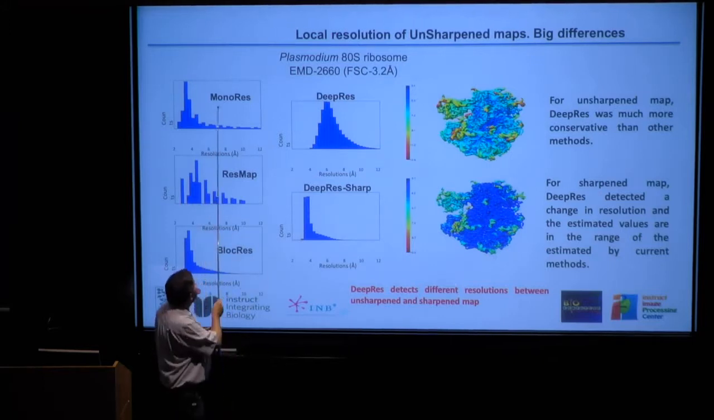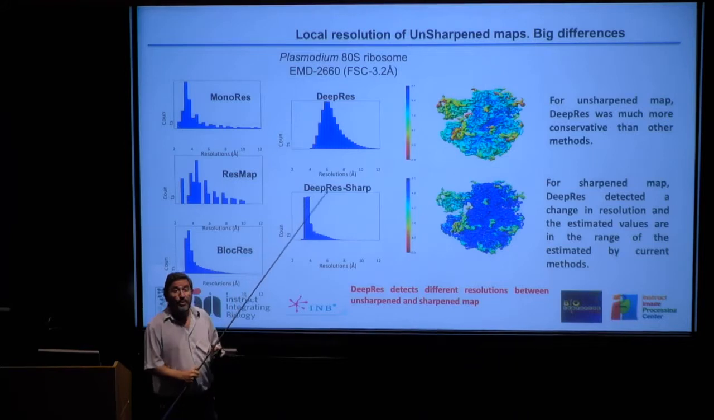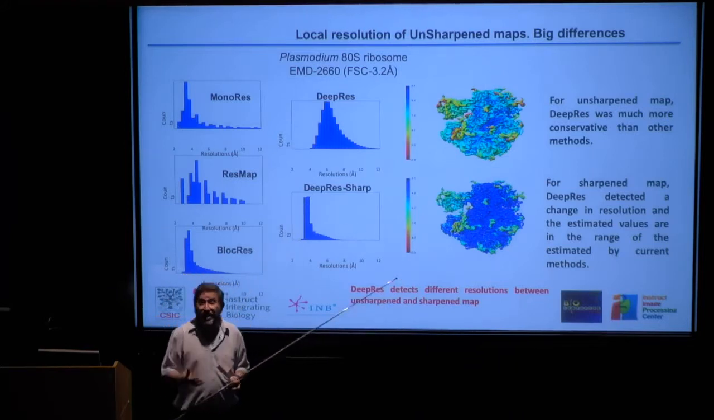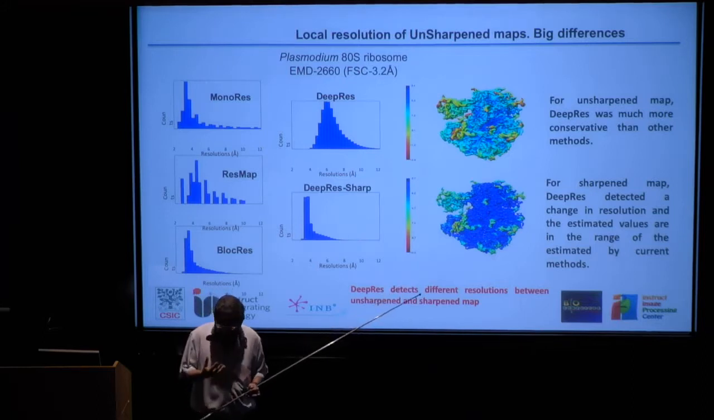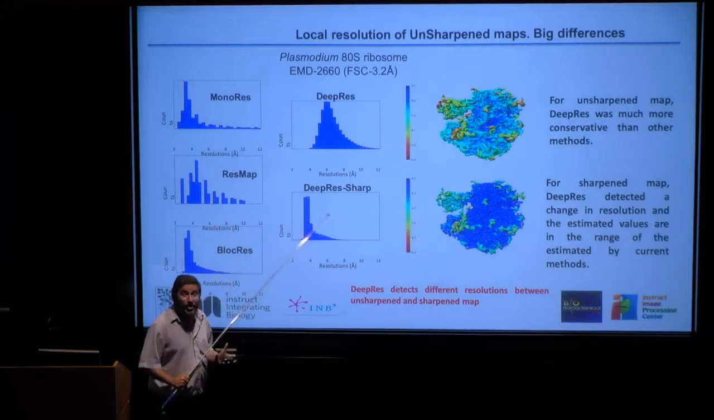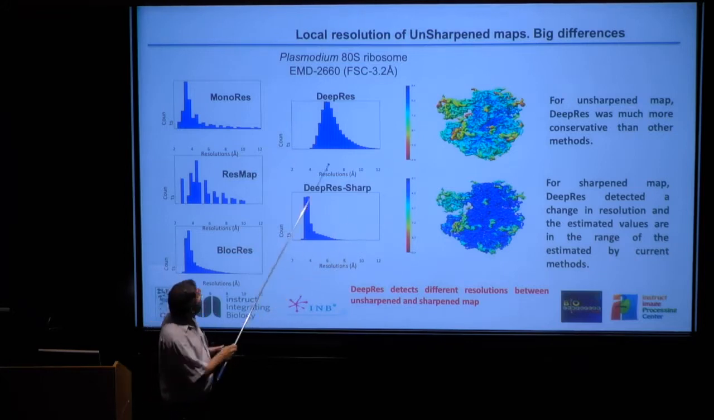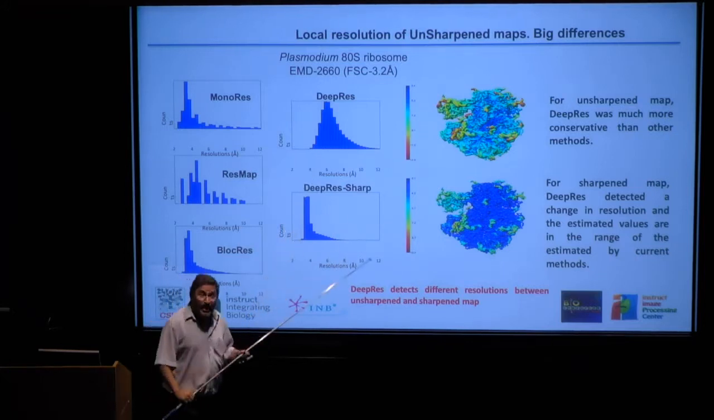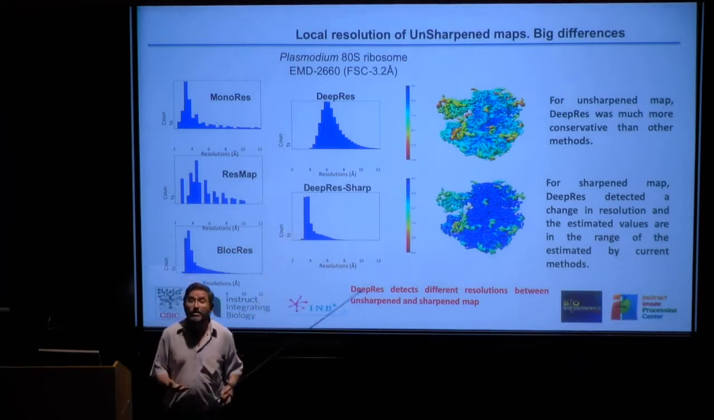Because these measures are insensitive to a boosting of high frequencies by a global B factor. However, my DeepRes is not insensitive. When I do a sharpening, I get more or less the same result that I got with the other. So I have a very nice tool that is able to follow the enhancement.